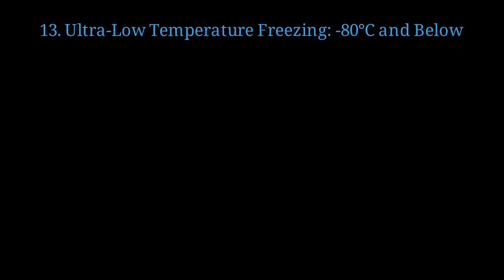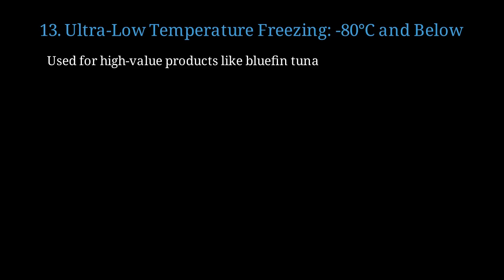Ultra-low temperature freezing represents the cutting edge of preservation technology. Ultra-low temperature freezing at minus 80 degrees Celsius or below is used for high-value products like premium bluefin tuna. Pathogen destruction time is proportional to e to the activation energy over RT, making ultra-low temperatures extremely efficient.